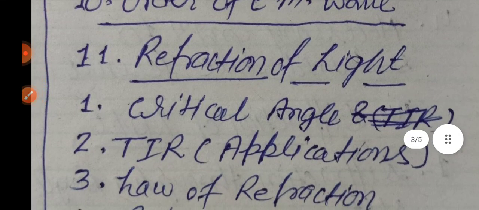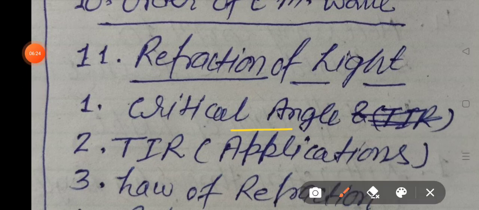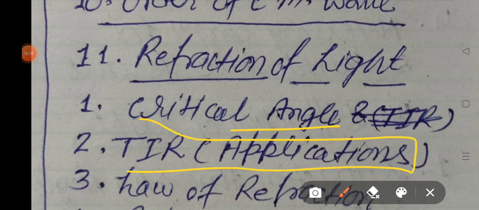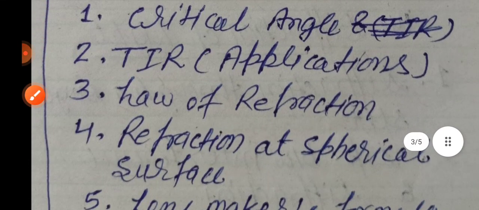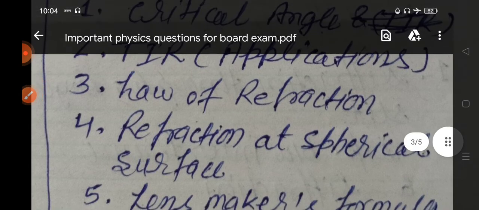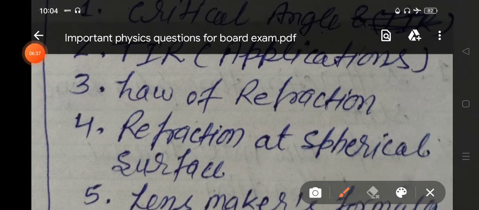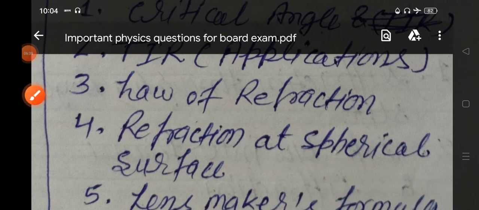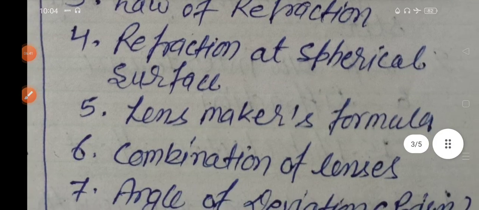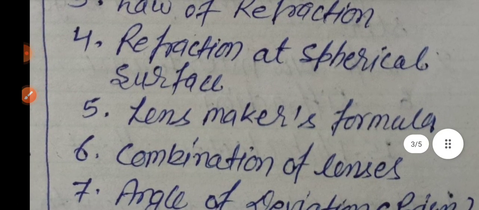Chapter 11, refraction of light. Critical angle, this is very important. TIR, total internal reflection. Third point is law of refraction and refraction at spherical surface. Fifth point is Lensmaker formula.